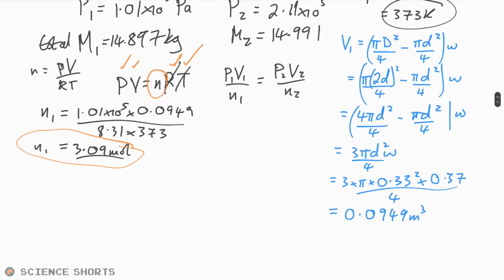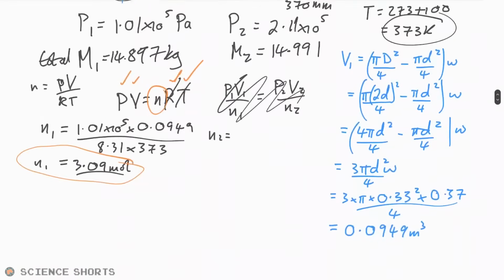So then we can also do the same for N2, the number of moles afterwards as well. I'm not sure I'm going to need that. We'll cross it out for now. So N2 is just going to be our P2, that's 2.11.